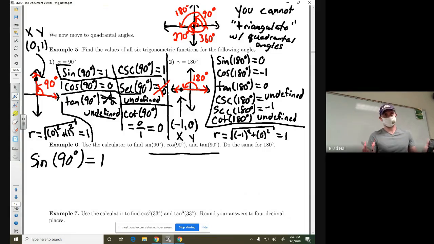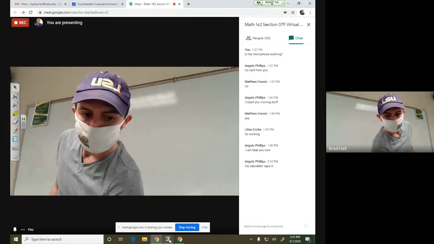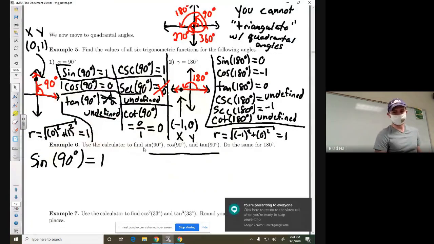Don't change it to radians. I have the course worked out to where we do not touch radians until, I believe, after the midterm. So there's no reason you should go to radians, unless you want to make it a little bit more complicated. So hopefully you can all do that in the calculator.